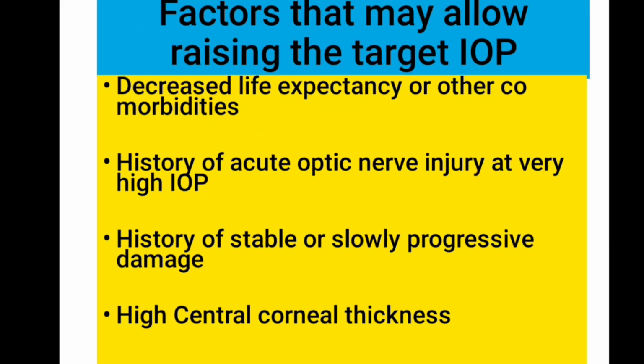And there are some scenarios where you can have a slightly raised target IOP, like if the patient's life expectancy is decreased or the patient has other comorbidities, if there is a history of acute optic nerve injury because of raised intraocular pressure, a history of stable or slow progression, or if there is high central corneal thickness. Then you can have a slightly higher target intraocular pressure.